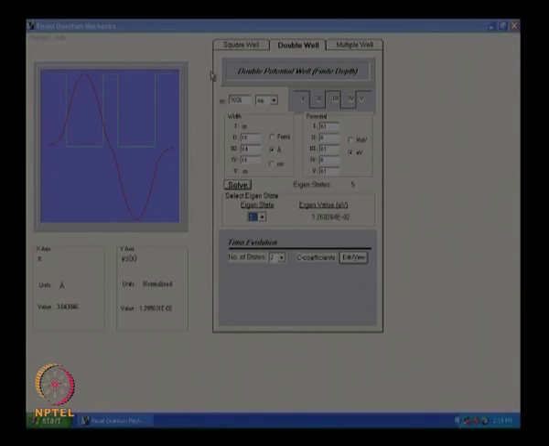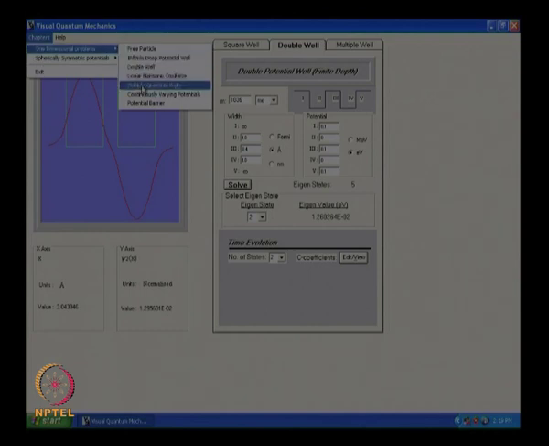But that is slightly complicated, because we have to develop a numerical method for solving the Schrodinger equation. It is possible to do that. It is not very straightforward, and it will take some time. Maybe at the end of the course we can discuss that.